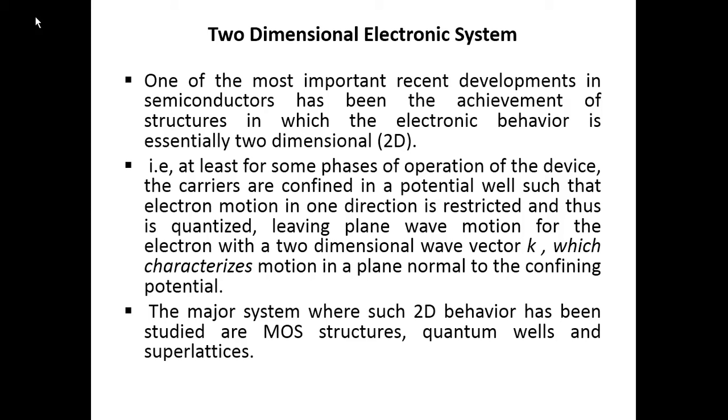The major systems where such two-dimensional behavior has been studied are metal oxide silicon structures, quantum wells and superlattices. Now we will see one by one the constructional features of MOS structures, the constructional features of quantum wells, what multiple quantum wells are and some of their behaviors. We will also discuss superlattices, their characteristic features and some of the important phenomena we come across in the operation of superlattices. Okay.